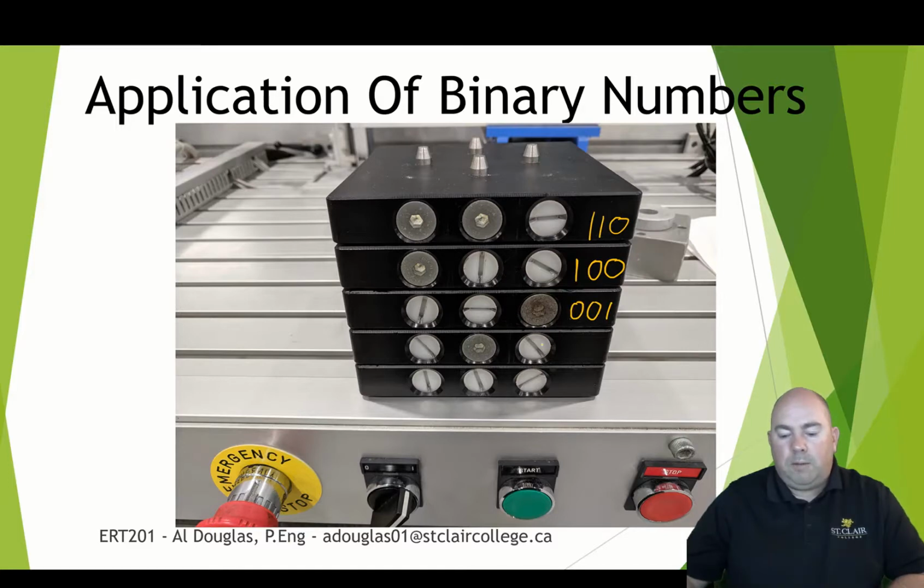This one's going to read like that. This one's going to read like that. And this one's going to read like that. And then what we do in our code is we can very simply say, this is pallet number 0, this is pallet number 2, this is pallet number 1, this is pallet number 4. And this is pallet number 6. Because what we've basically created is a binary code off those switches that indicate what pallet number it is.